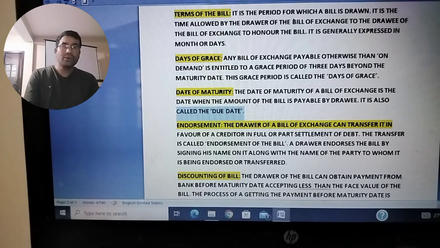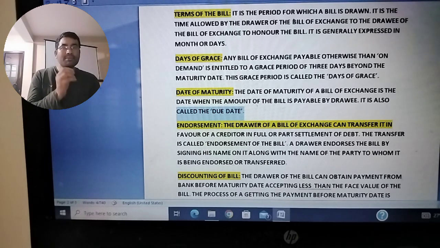April 2024. But as a grace period, the drawee is allowed an additional 3 days to pay the bill. So it will be payable actually on 4th April 2024. So these 3 additional days allowed by the drawer to the drawee to pay the bill are known as the days of grace. So this is very important.